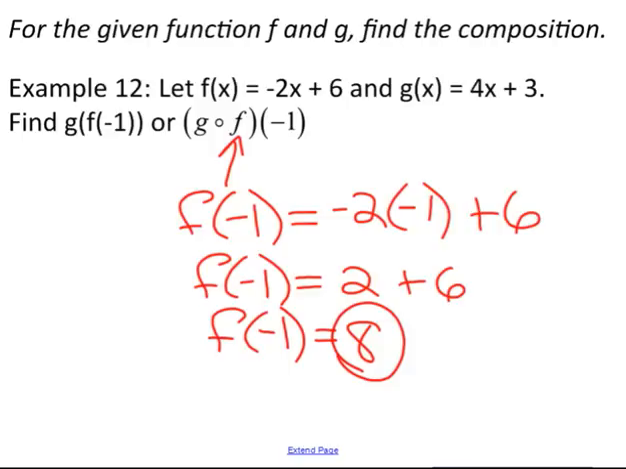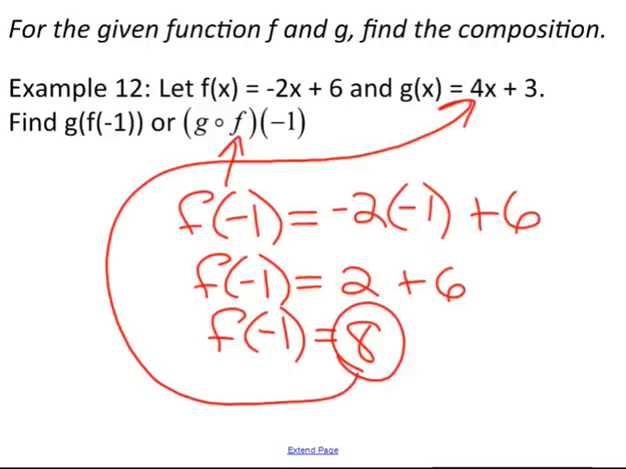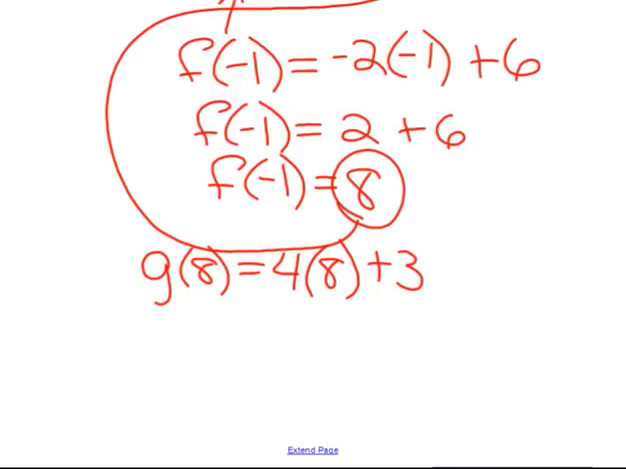The 8 is the number that we're going to plug into our g function. So we need to find g of 8. Anywhere there's an x in the g function, we're going to replace it with 8, plus 3. 4 times 8 is 32. Add 3. And coincidentally, we get 35 again.